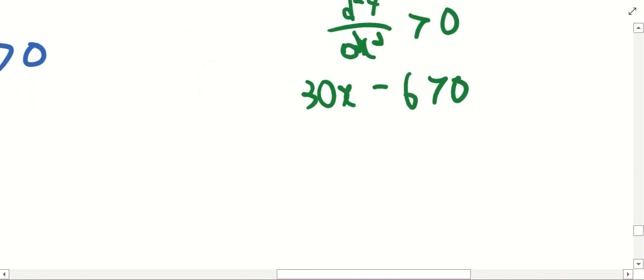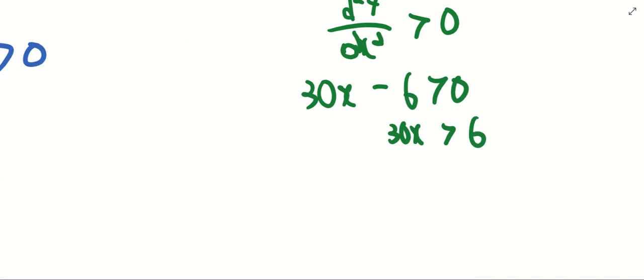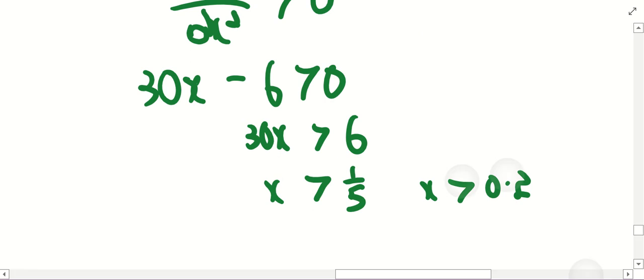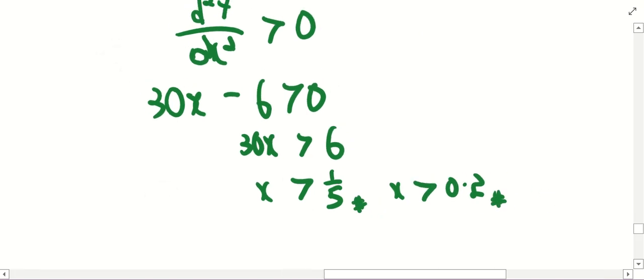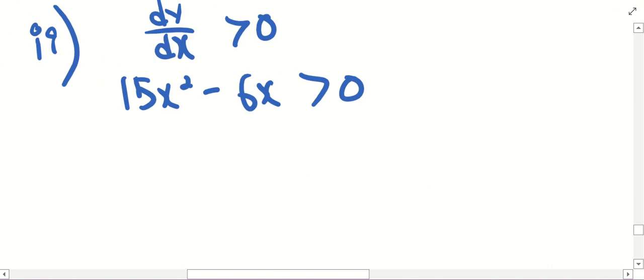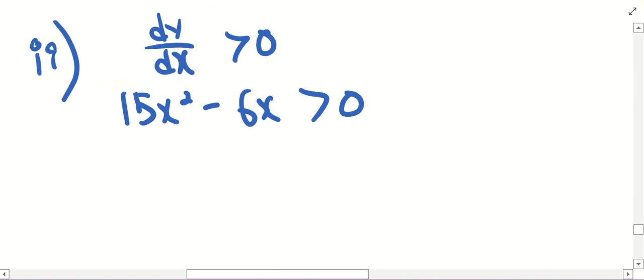Am I right? Okay, we'll have 30x greater than 6. Then everything, divide by 30 on both sides. 1/5, or 0.2. Am I right? Linear inequality, you are all fine. But when it comes to quadratic, I want you to really focus on what I'm going to do right now.